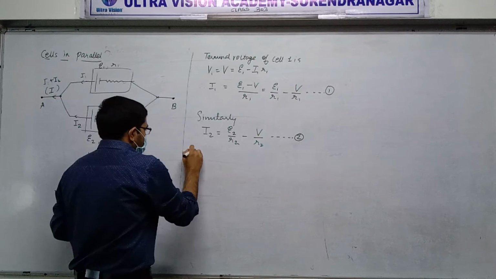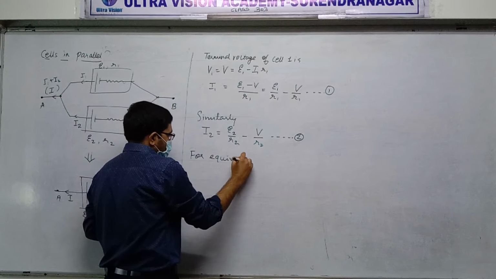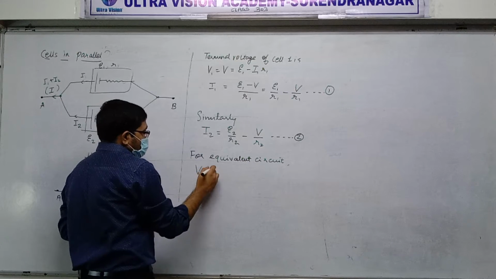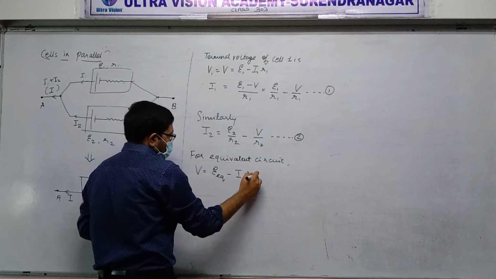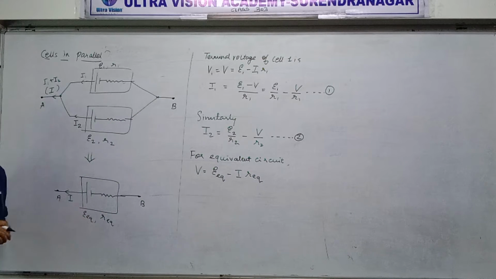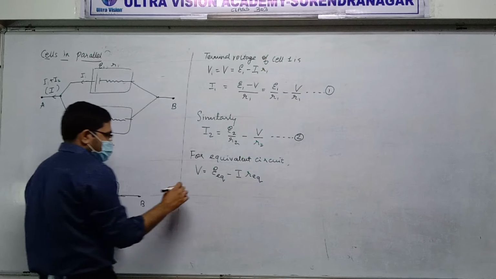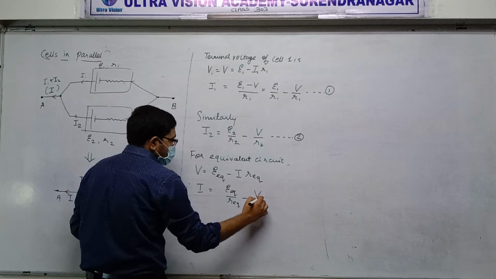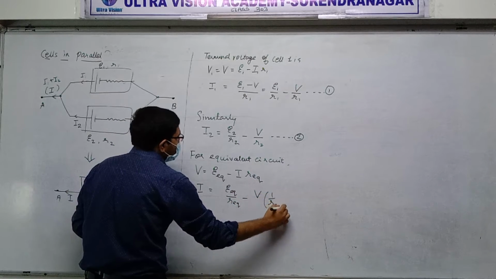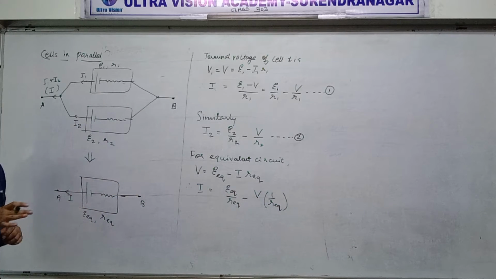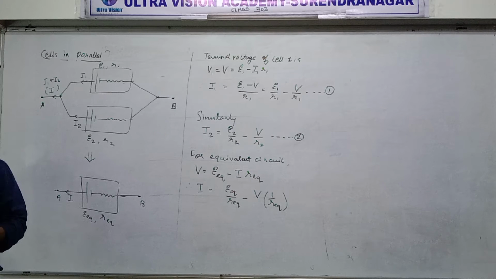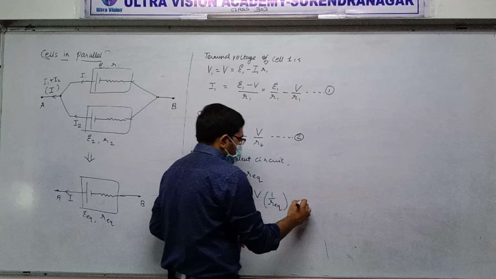Now for the equivalent circuit. For the equivalent cell, we will get V equal to epsilon equivalent minus I into R equivalent. Is it clear? Therefore I is equal to epsilon equivalent by R equivalent minus V into 1 by R equivalent. That is, V upon R equivalent is the same as V into 1 by R equivalent, just written separately. Is it fine? Sure. So call this equation 3.